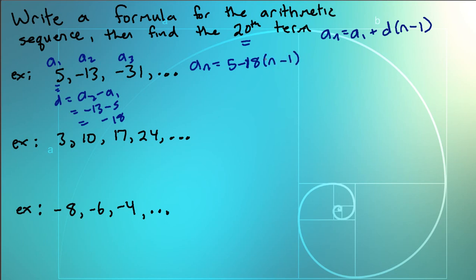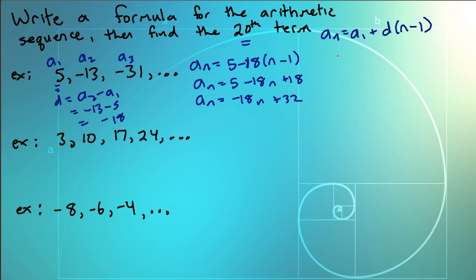Now, while that's sufficient, we could simplify it, so we should. So I'm going to have 5 minus 18n plus 18, and I'll go ahead and rearrange things. And what we'll see is that this is linear. So if we were to graph this, we would get a line. So note that this is linear because that will be important later.